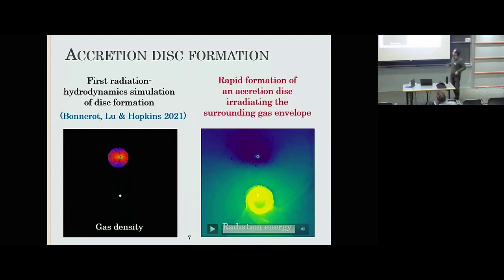So here the main takeaway is that we observe a rapid formation of an accretion disk, and radiation from the circularizing shock responsible for this formation irradiates the surrounding envelope.